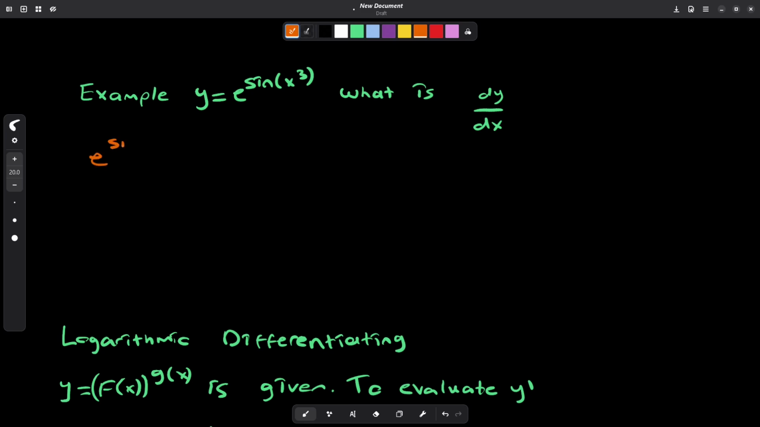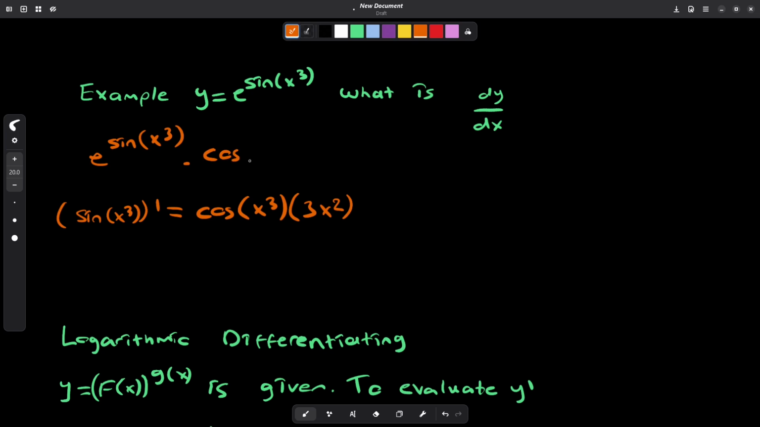First, I write the function e to the sine x cubed, and then I multiply it with the derivative of the power. So we need to differentiate sine x cubed. What is the derivative of sine x cubed? This is a composite function. I start with differentiating from outside, cosine x cubed, and then I multiply this with the derivative of inside, 3x squared. Let's put the 3 here, multiplied with x squared. This is my derivative.